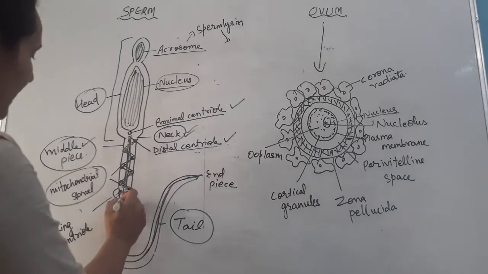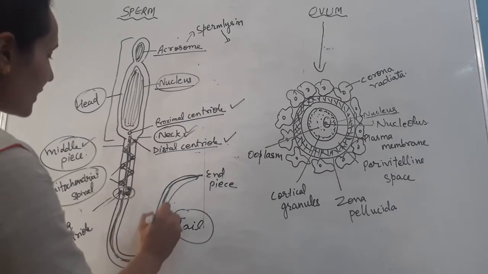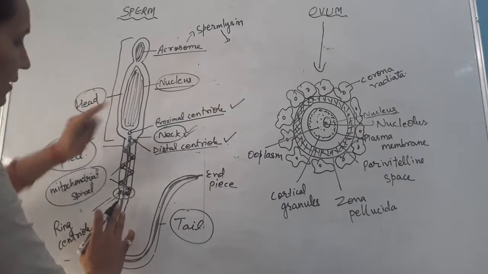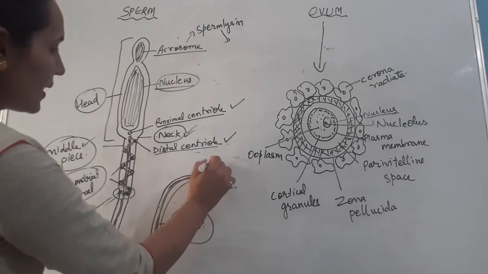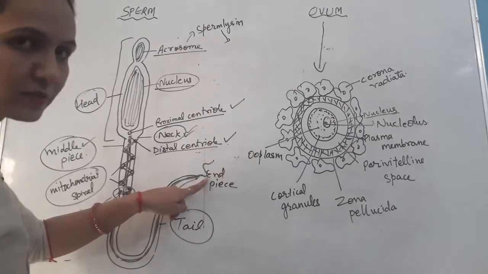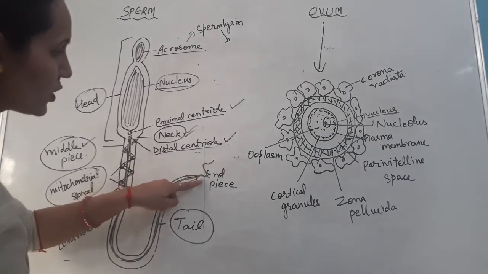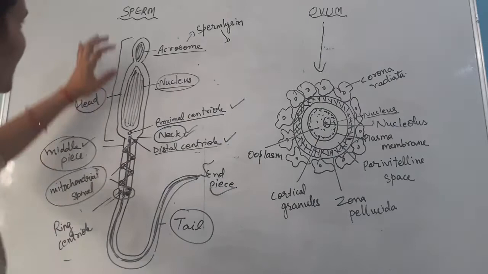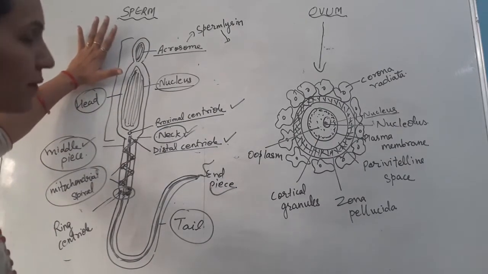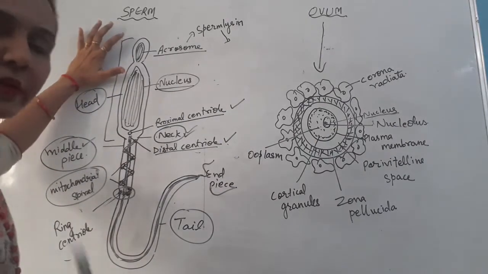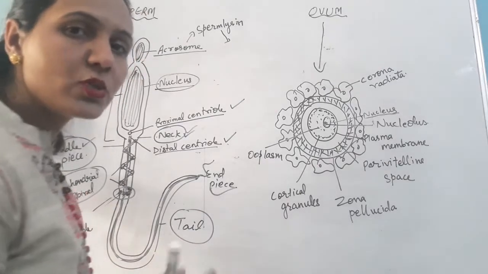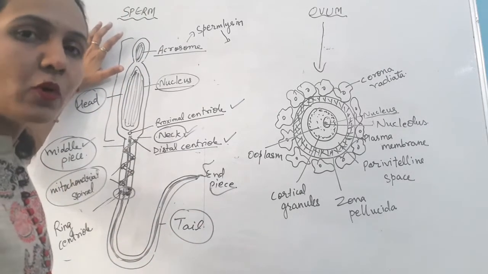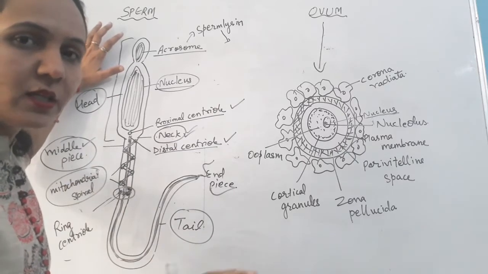Now this axial filament continues in the tail region. The tail is several times larger than the head region in the sperm, with the end piece where the filament is naked. This naked filament is known as the end piece. So I am repeating again, this is the particular structure of the sperm. The sperm lose their ability to fertilize after 24 to 48 hours once deposited in the female genital tract.